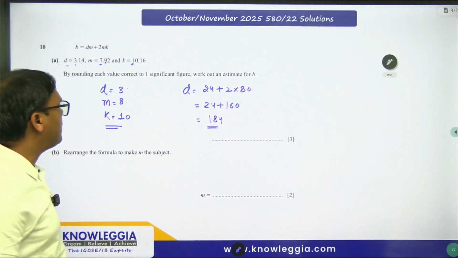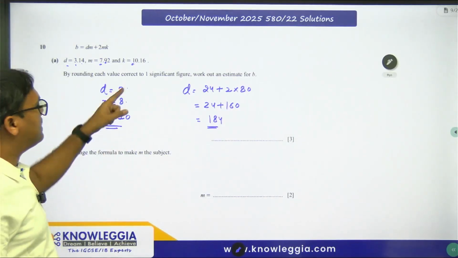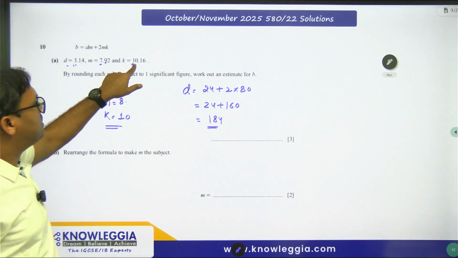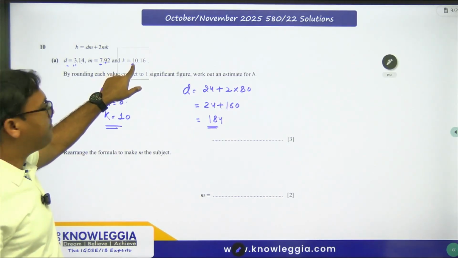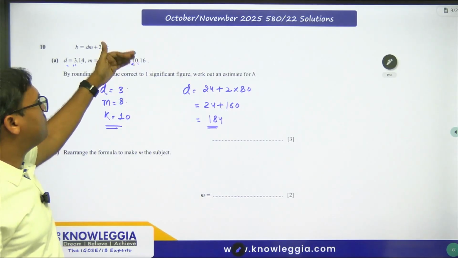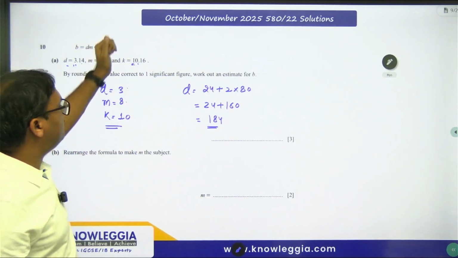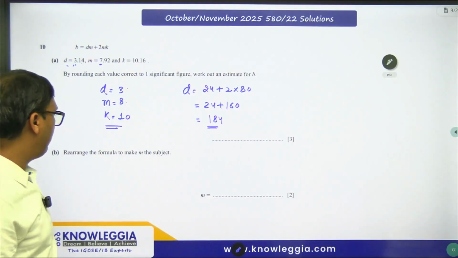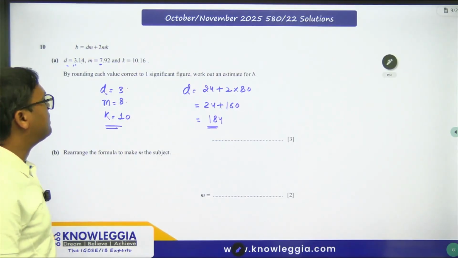I hope you know how to round up, round down a significant figure. This one is basically 1, right? And the next figure is 10. So now this is less than 1, so we'll round down. So that is how you write one significant figure.